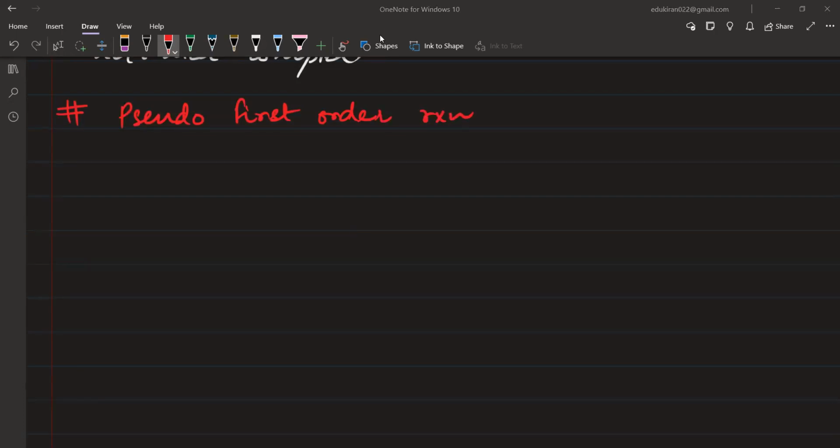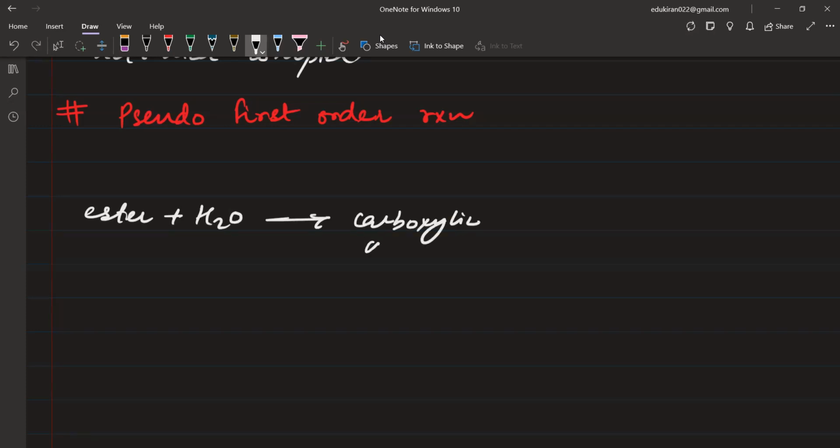Let us suppose we have a reaction. Okay, if you remember somewhat of organic chemistry, you should remember that. Please don't write this now. If we have ester and add water to ester, I am going to get carboxylic acid plus I'm going to get alcohol. Okay, carboxylic acid and alcohol.